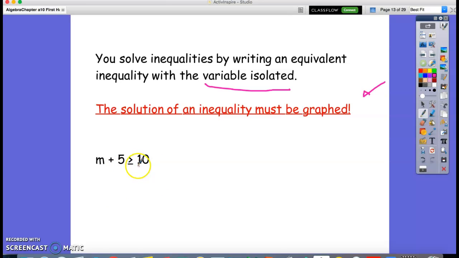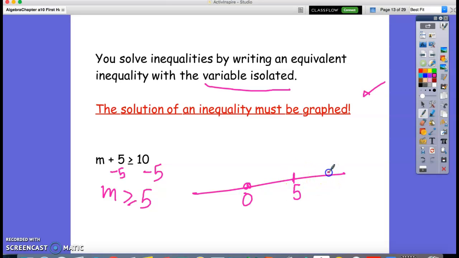So m plus 5 is greater than or equal to 10. What do I do? I subtract 5 from both sides. I need to isolate the variable, right? So m is greater than or equal to 5. How do I graph it? If this is 0, this is my 5, greater than or equal to 5. It's a closed circle going in the positive direction.